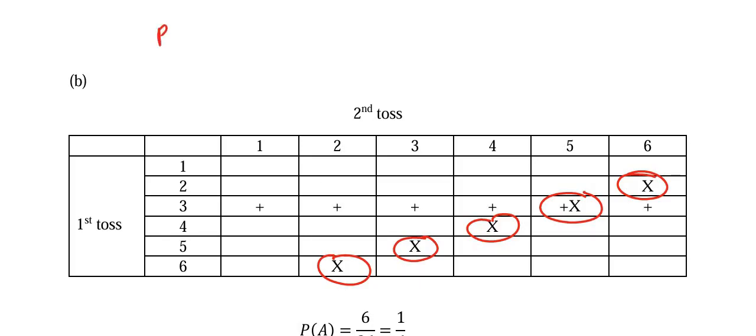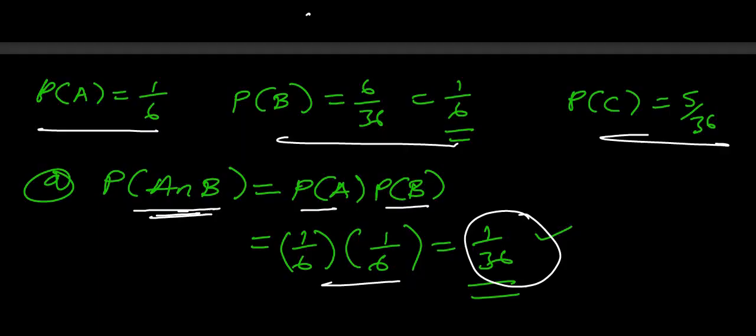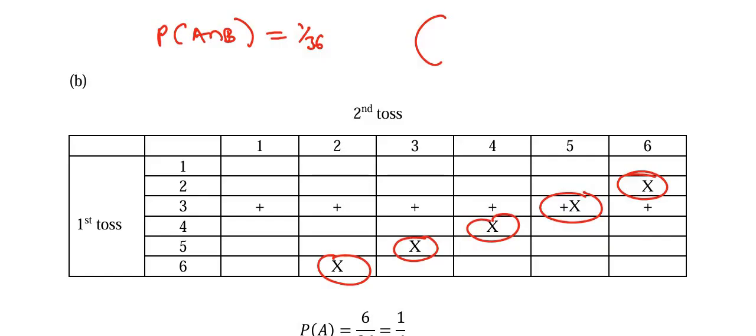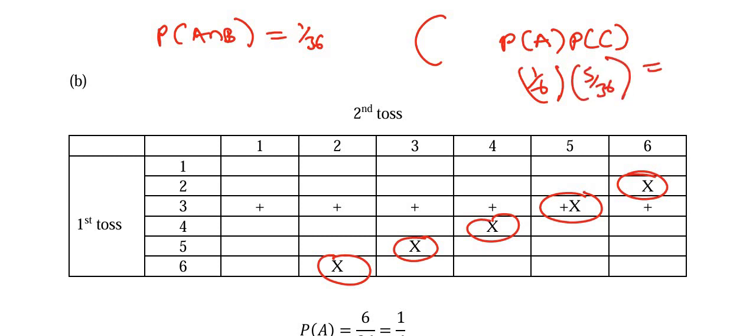According to the information in the table, the probability of A intersection C is 1 over 36. But then we got that the probability of A is 1 over 6 and the probability of C is 5 over 36. If you multiply the probability of A times the probability of C, 1 over 6 times 5 over 36, the answer we're getting is 5 over, 6 times 36. What do you get? Anyone to punch this on the calculator?